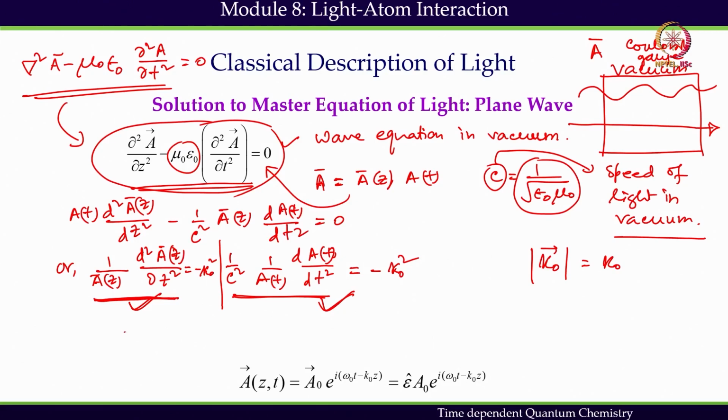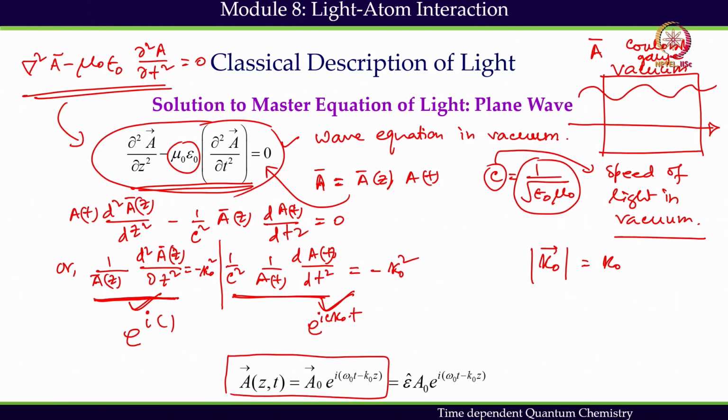These equations can be solved by the exponential function. Here it is going to be a complex exponential function of k naught z, and this would be a complex exponential function of k naught c t, some time dependent complex exponential function. If we combine them together, then what I get is the general solution. This is the general solution we get for the vector potential.